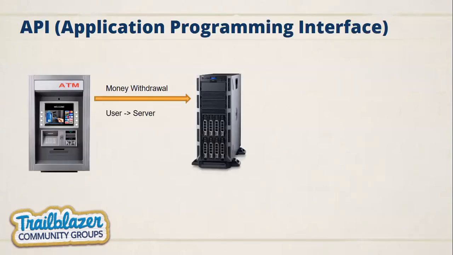Web API, or API, we normally say application programming interface. An API basically helps you connect two systems. Two systems could be anything, maybe client to server or server to server. If you see this example on the screen, we have two systems. One is an ATM and another is a server. So when we withdraw any amount from our ATM, we do a lot of operations before withdrawing the amount.